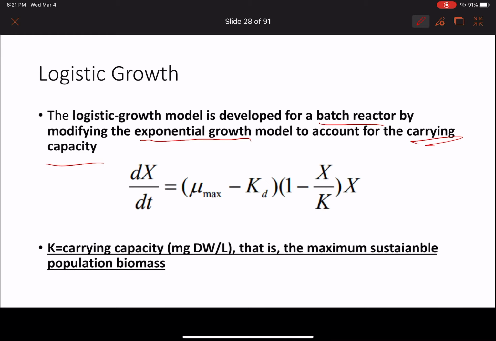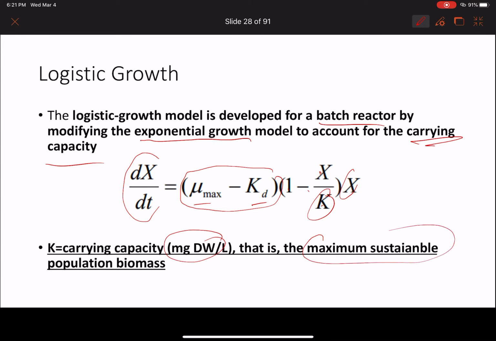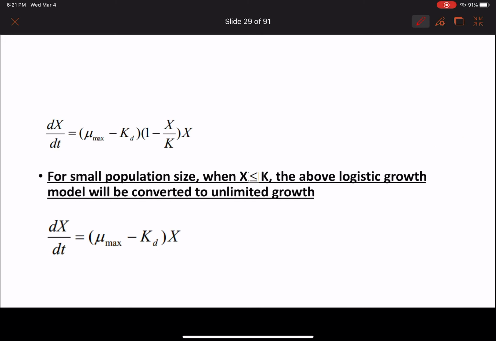Now we have to account for carrying capacity. Every system has a maximum capacity. So dx over dt equals mu max minus kd, this is what we remember, times x. But now we have to account for 1 minus x over K. K is the carrying capacity in milligram dry weight per liter, that is the maximum sustainable population biomass. So this equation is for this model.